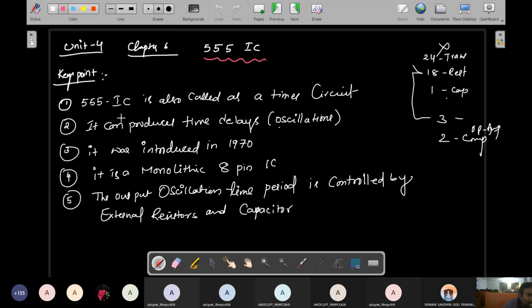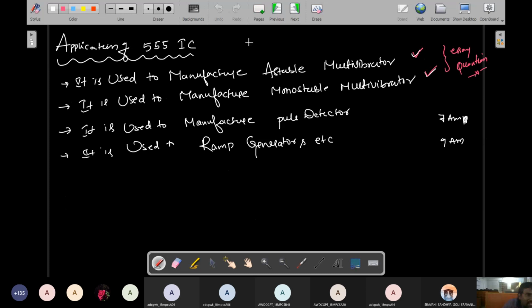So this is about the key points of 555 IC, and this is about the applications of 555 IC. Now we will move first to the pin diagram of 555 IC. First we will move to the pin diagram, after that I'll move to the block diagram. Understand? So please move to the pin diagram. Please note, everybody, I'll move to the pin diagram.